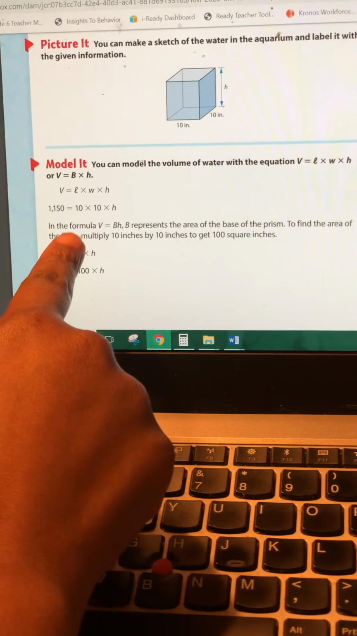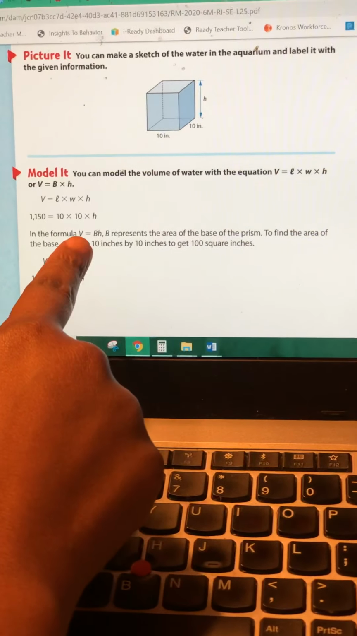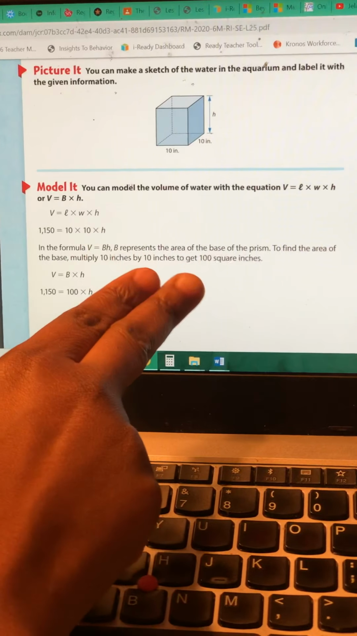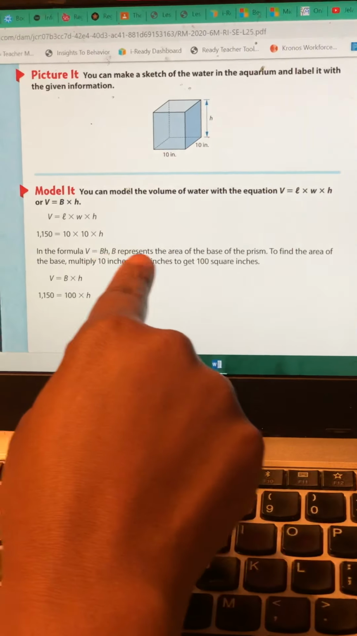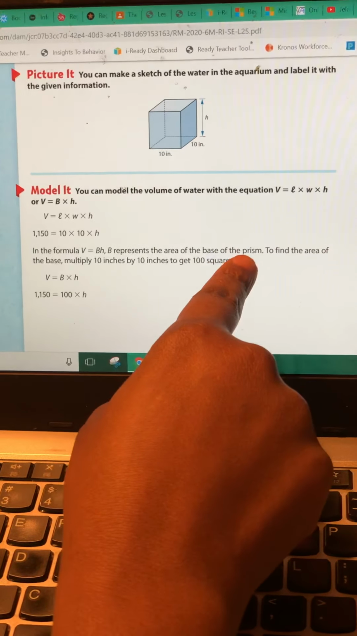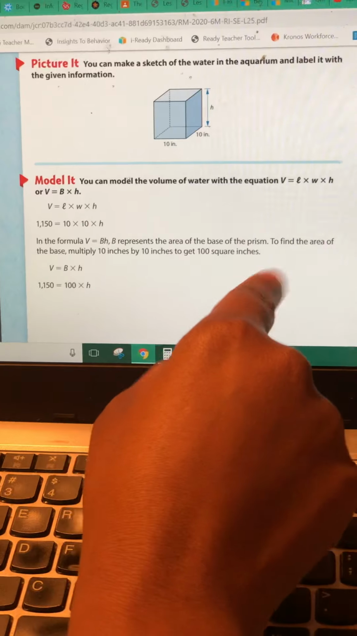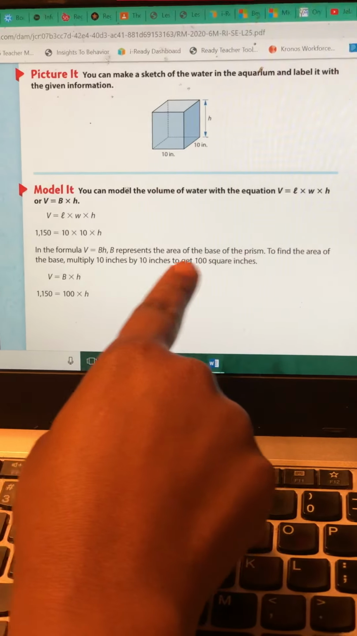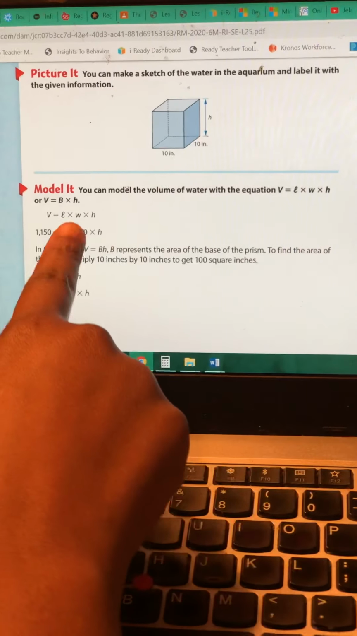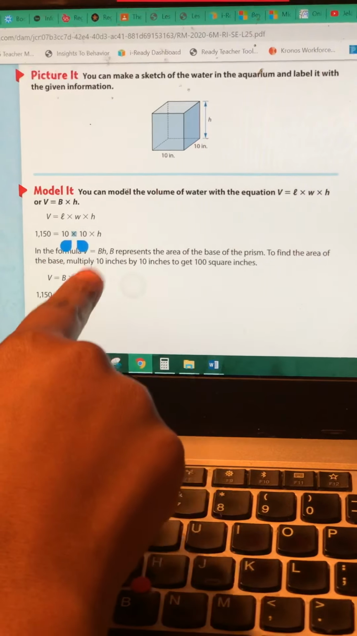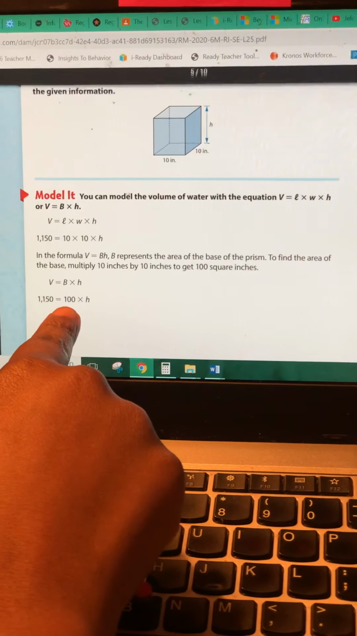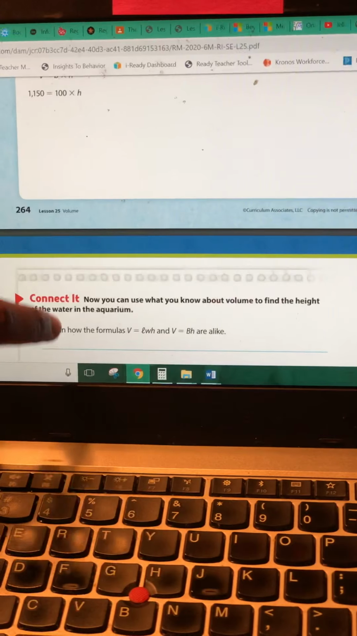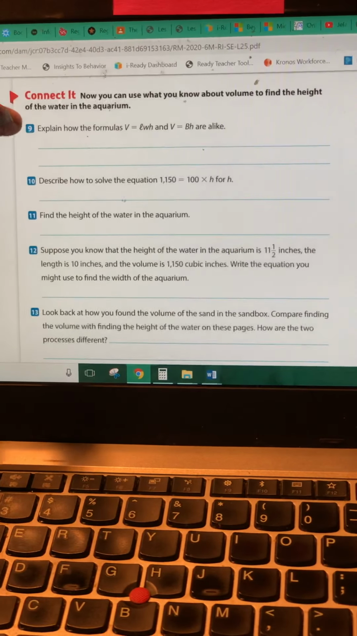So it says in the formula, V equals B times H. And remember, side by side means to multiply. So don't forget that, boys and girls. B represents the area of the base of the prism. The area also means length times width, okay? To find the area of the base, multiply 10 inches by 10 inches to get 100 square inches. So we multiplied 10 times 10, and we came up with 100, okay? So now let's look over on page 265 to see what we are to do next, okay?